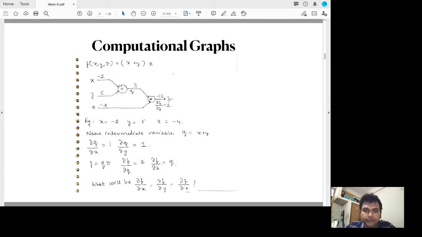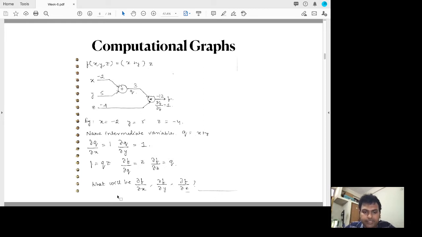Finally, the value of the function f is equal to q into z, and therefore dou f dou q will be equal to z, because when you are taking dou f dou q, z is considered to be constant. And dou f dou z is equal to q.